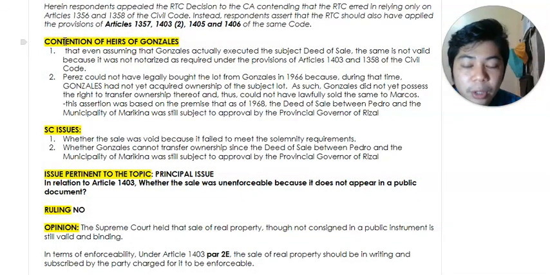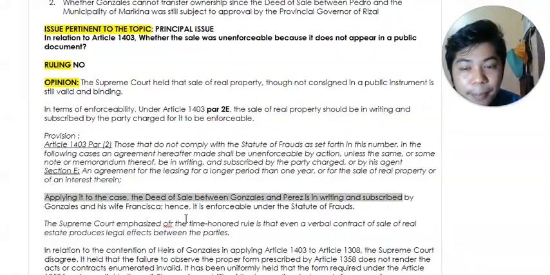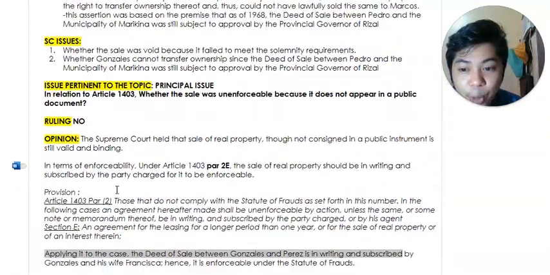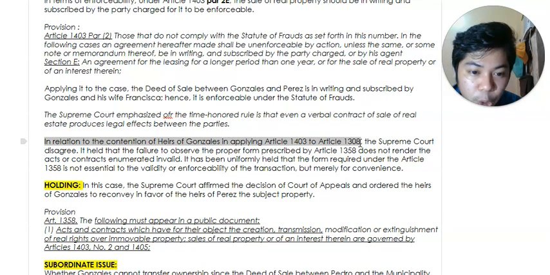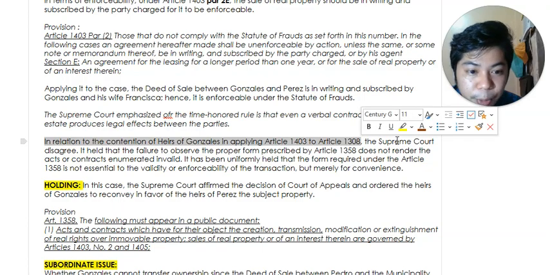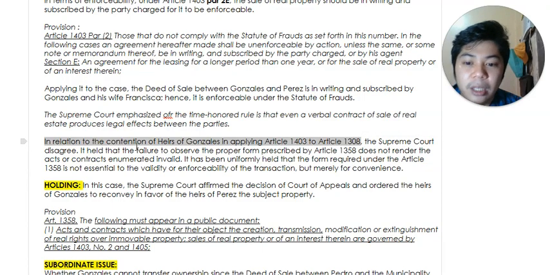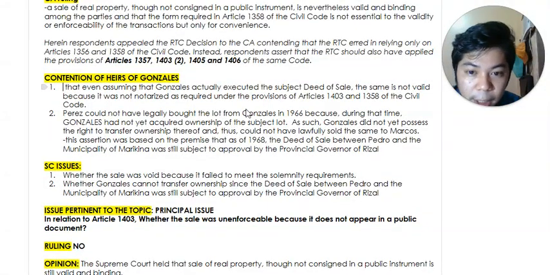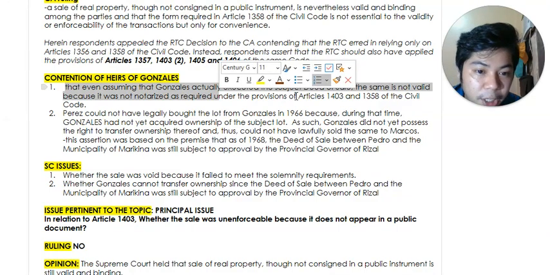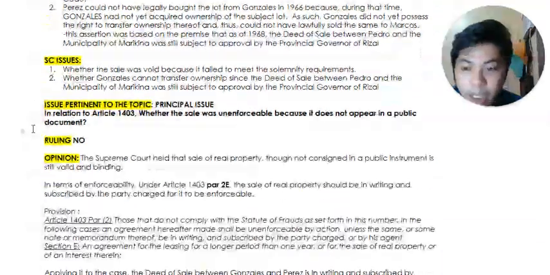Because this contention, class, is really what the Supreme Court replies to. That is what it addresses. As you can see, in relation to the contention of the heirs of Gonzales in applying Article 1403 to Article 1308, the Supreme Court disagreed. It held that. So in this case, it was the contention of the heirs of Gonzales, who applied Article 1403 and 1358.